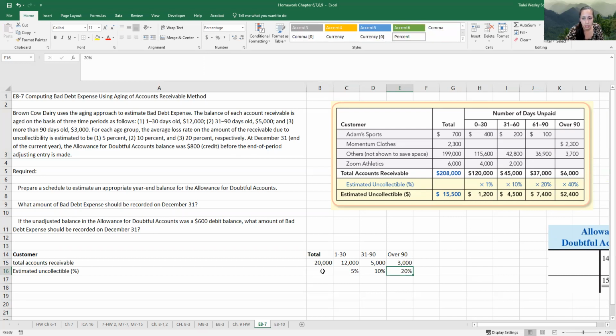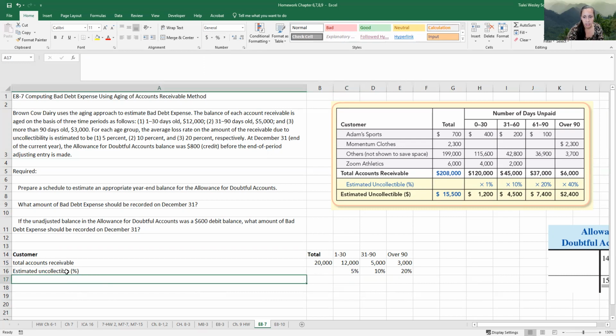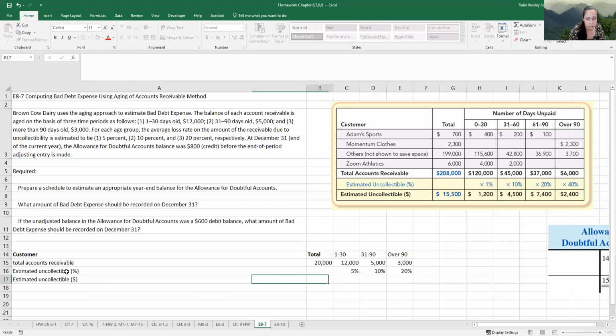So we will multiply these to find the estimated uncollectible dollar amount. Uncollectible, and this is going to be in dollars. For our 1 to 30 days, we're going to estimate $600, and I can just drag this formula over to make sure I am multiplying the correct numbers here. Yep, it looks like it's multiplying fine. And then I will sum up these three together.